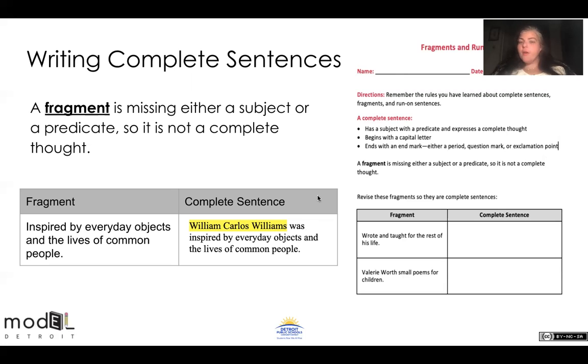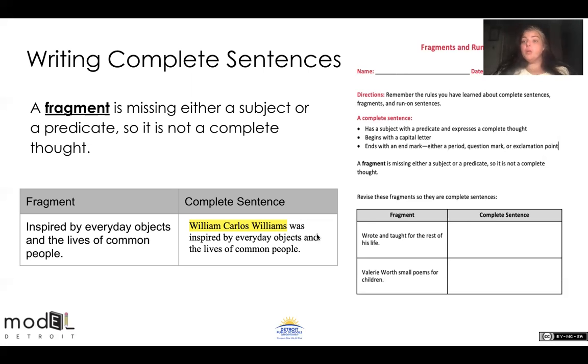So let's check off and see if this makes a complete sentence. Does it have a subject? Yes, William Carlos Williams. Does it have a predicate? Yes, he was inspired. That's our predicate. And is it a complete thought? Yeah, he was inspired. William Carlos Williams was inspired by everyday objects and the lives of common people. Does it have a capital letter? It sure does. And does it have an end mark? Yeah, we ended with a period. So, yes, that is a complete sentence.